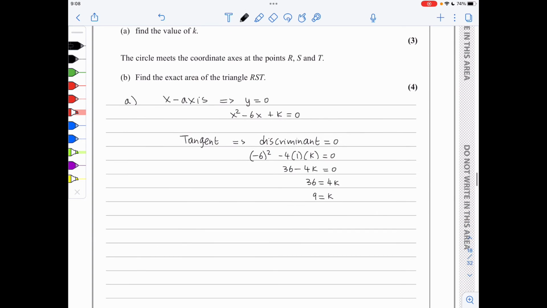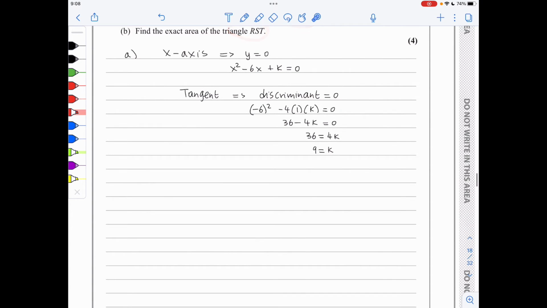And then the circle meets the coordinate axes at the points R, S, and T. And we need to find the exact area of triangle RST. I start by replacing the k in the original equation given. It's x squared minus 6x plus y squared plus 8y plus 9 is 0. When x is 0, I will find the cuts on the y-axis. So when x is 0, y squared plus 8y plus 9 is 0.